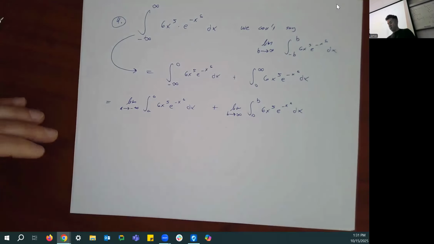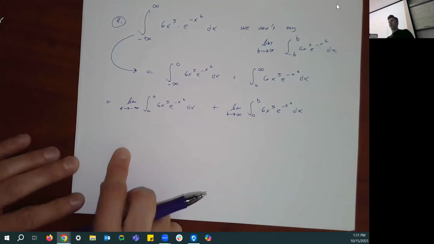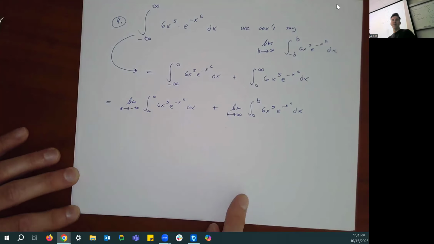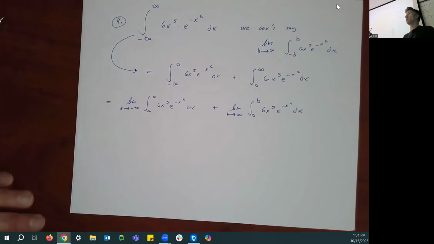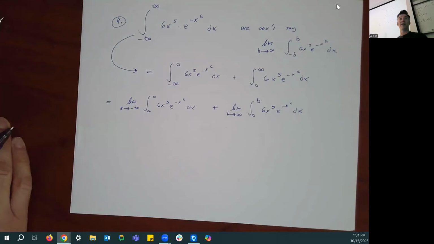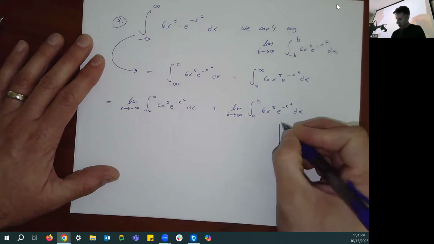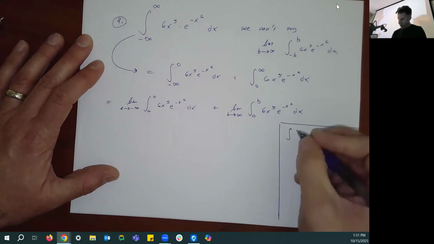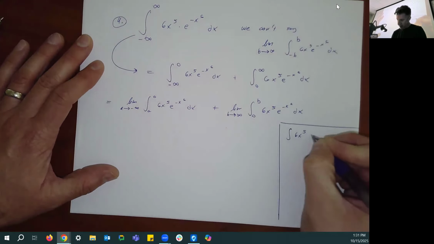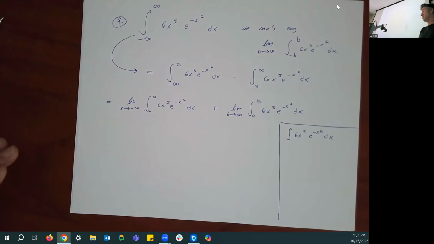So they both look pretty much the same. I don't want to write out all this stuff for all the steps every time. So what I'm going to do on the side, I'm just going to do the indefinite integral so I can just say what each of these is going to equal. So off on the side here, I'm just going to do the indefinite integral of 6x to the fifth e to the negative x to the sixth, which I hope is screaming a u substitution to you.